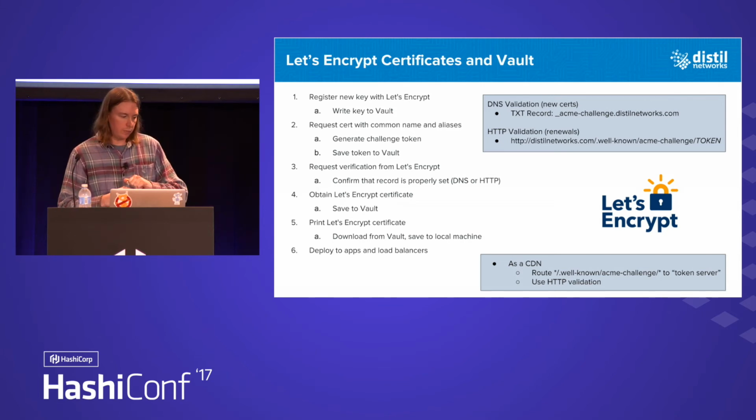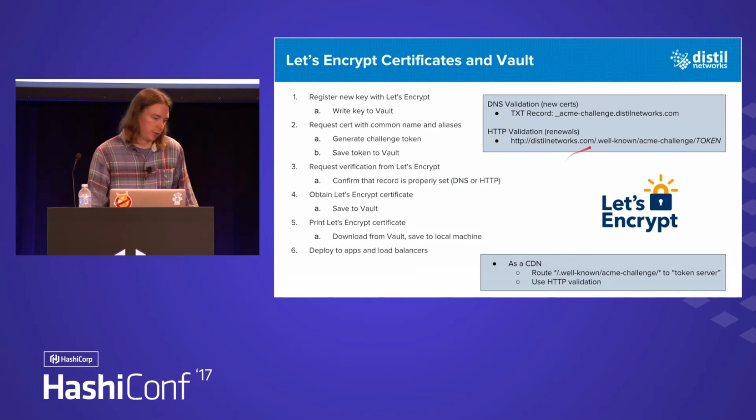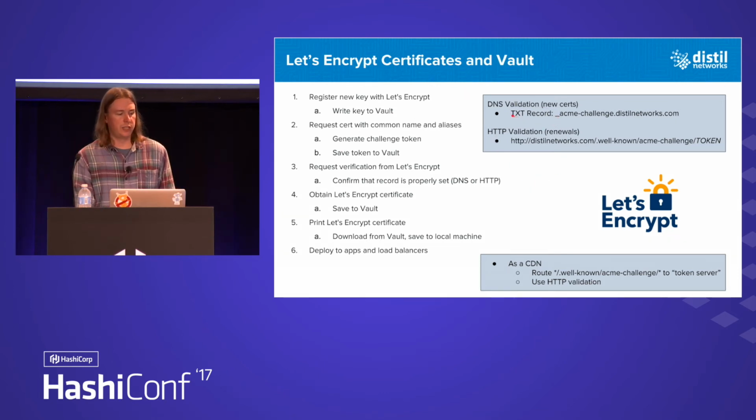DNS being, you can see my examples here, you set the TXT record for, it's always the same thing. So my company, distillnetworks.com, they're going to tell you, okay, you need to take this token and set the TXT record for _acme-challenge dot whatever the rest of it is. That's the DNS. If you do HTTP validation, it's appended to the URL, so it's always .well-known/acme-challenge, and then you drop the token in place.